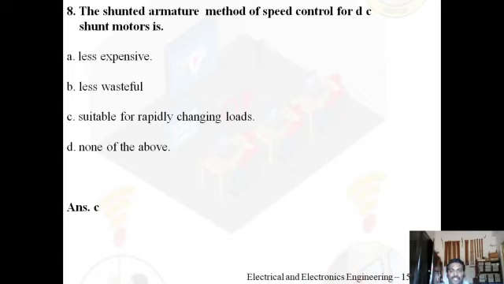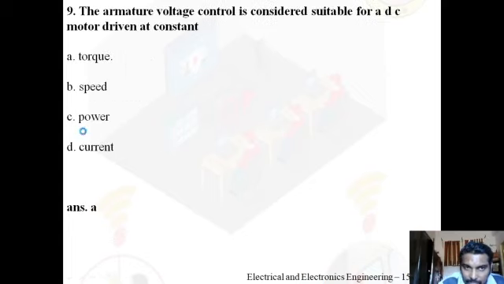The next question: the shunted armature method of speed control of a DC shunt motor is suitable for rapidly changing loads. Whenever the load changes rapidly, at that time you can go for the shunted armature method of speed control. The armature voltage control is considered suitable for a DC motor driving constant torque applications. You can consider constant torque applications.